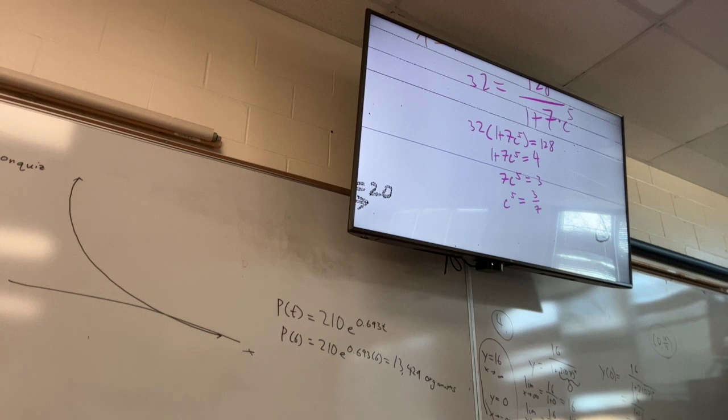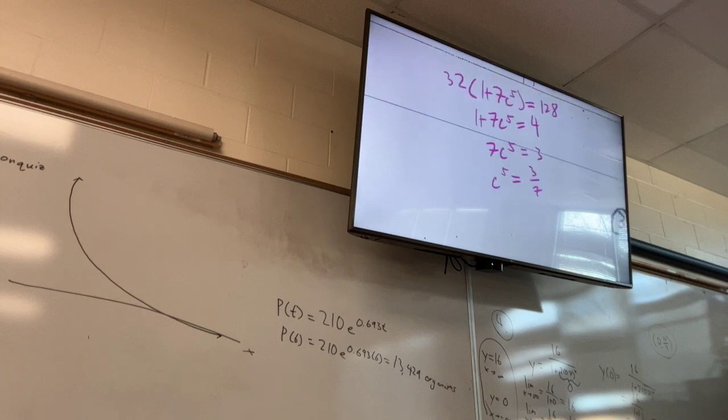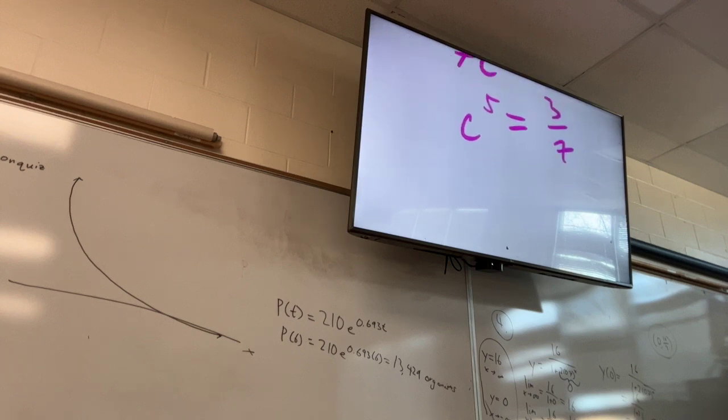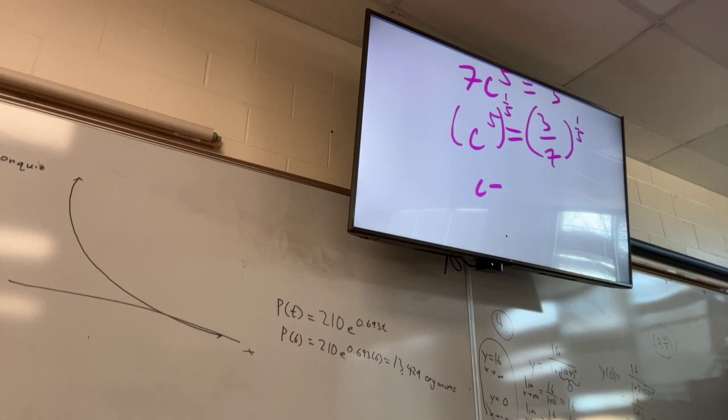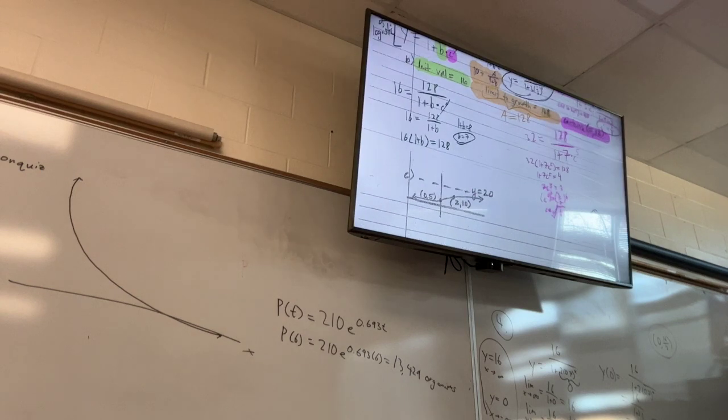Okay. You good? Yeah, sorry. No, you're good. All right, and then how do I get c by itself here? You raise both sides to the 1/5. So c equals the 5th root of 3/7. I'm going to write it like this. That's my c right there.